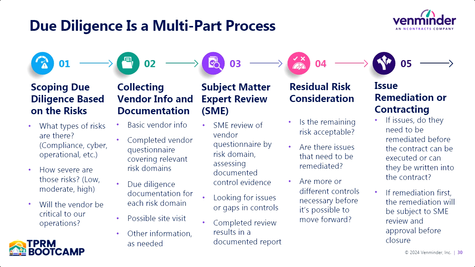At that point, as an organization, we can start thinking about the residual risk. Is the remaining risk acceptable? Can we move forward with the engagement or retain the engagement, or are there issues that need to be remediated? Maybe there's additional or different controls that need to be applied. Any issue that needs to be remediated, we need to understand that this is something that has to be done before we can sign or renew the contract, or if it's something that can be written into the contract to be remediated at a later date.